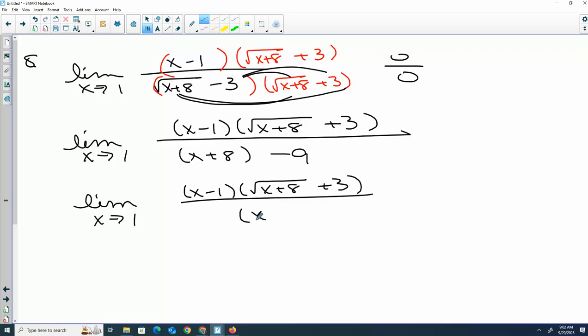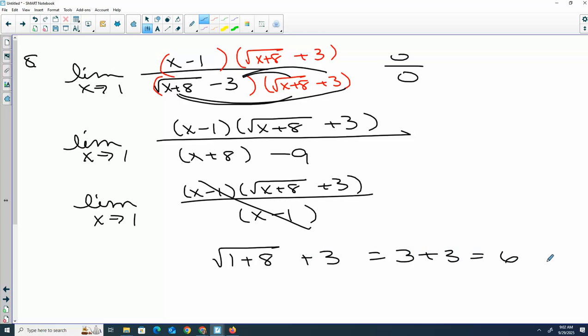So on the bottom I get x minus 1. What happens? Those cancel, and now we can plug in. So now I drop my limit symbol. So we get 3 plus 3, or 6. Okay, so multiplying by a conjugate is a good strategy. The only other strategy I think we used on this was about question 7.